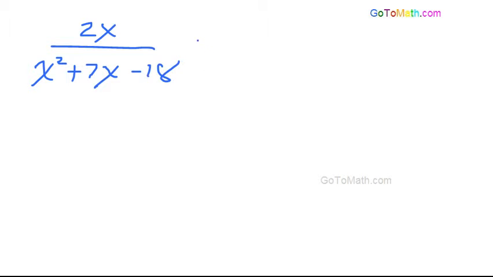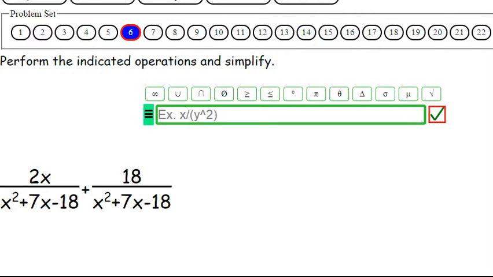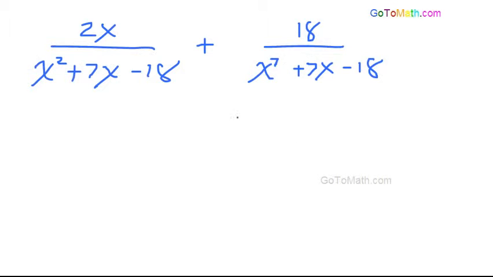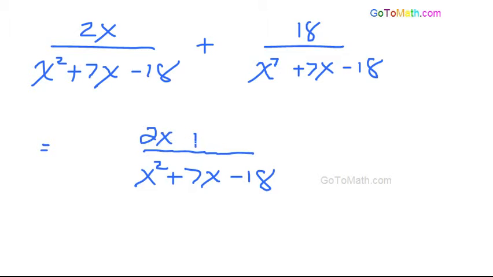Minus 18 plus 18 over x squared plus 7x minus 18. Alright, just making sure. So we have a common denominator. So guess what? We just write the denominator since we have a common denominator, and then we just add the numerators. We have 2x plus 18.